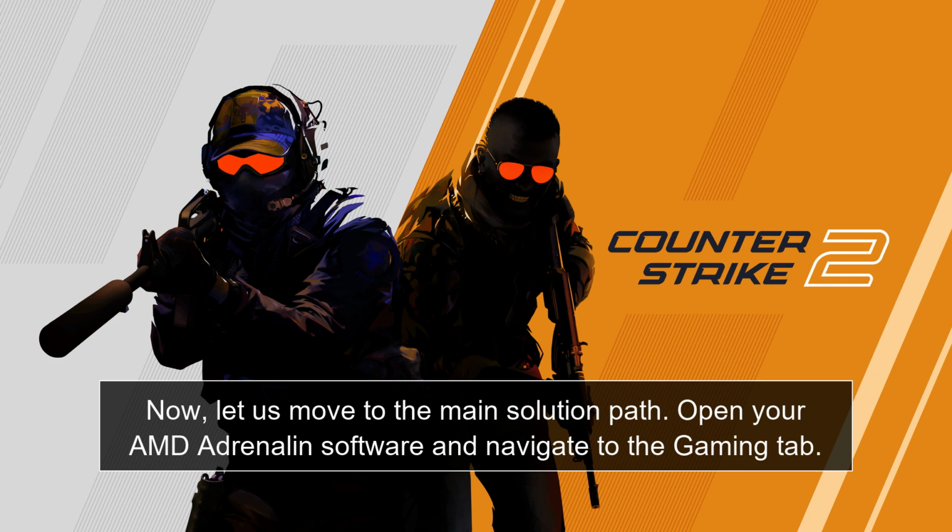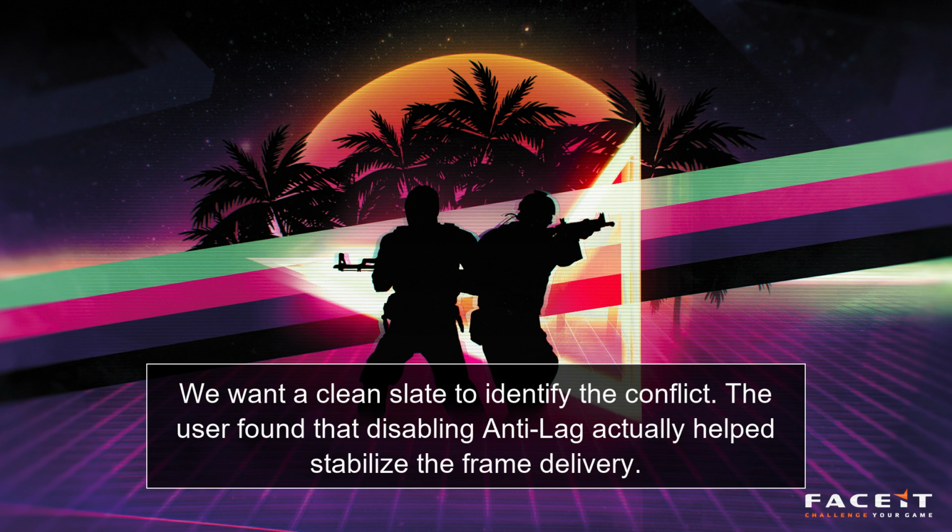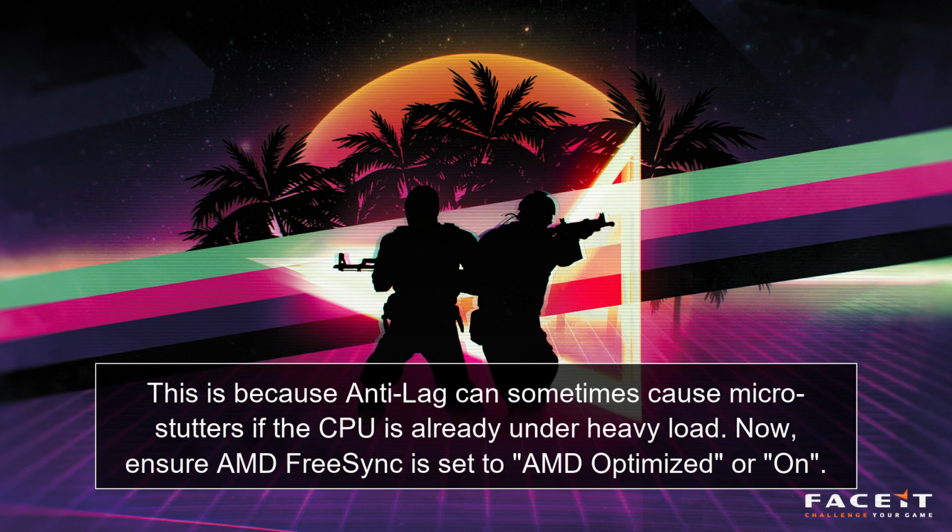Open your AMD Adrenalin Software and navigate to the Gaming tab. Select Counter-Strike 2 from the list of games. Disable all enhancement features like Radeon anti-lag, boost, and image sharpening for now. We want a clean slate to identify the conflict. The user found that disabling anti-lag actually helped stabilize the frame delivery. This is because anti-lag can sometimes cause microstutters if the CPU is already under heavy load.